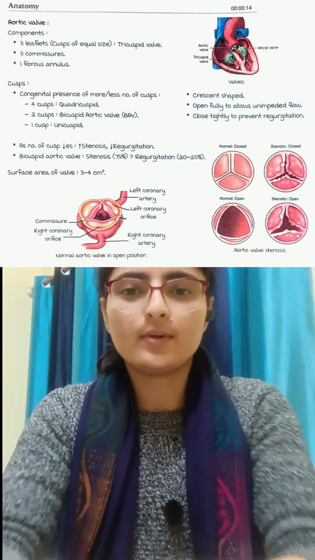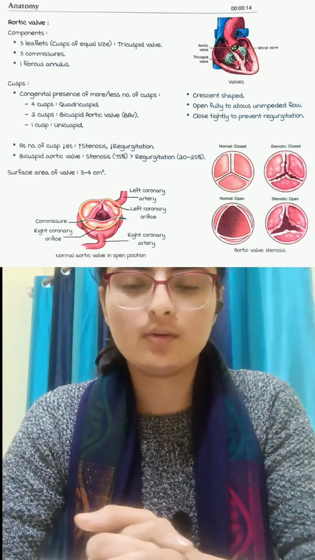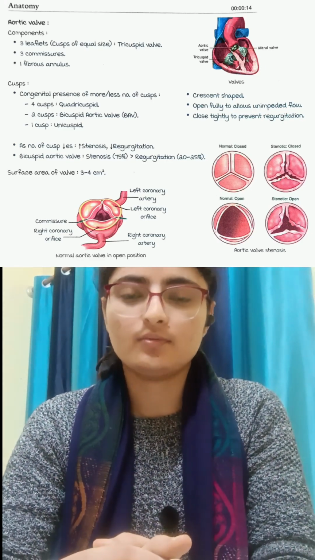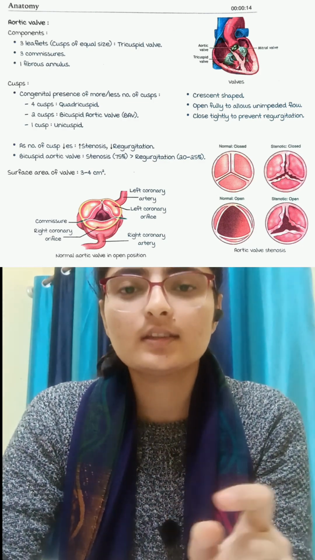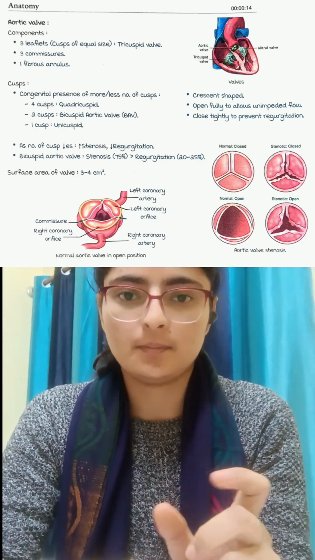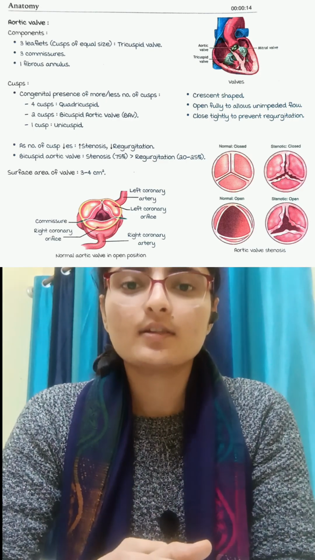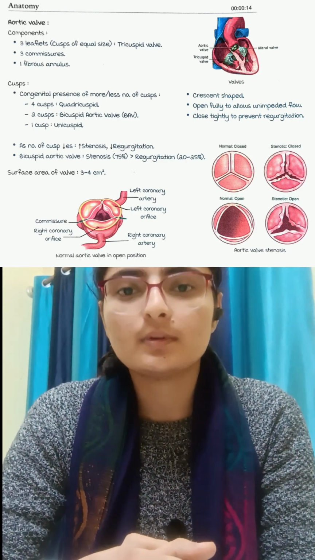Hello everyone, today we are going to revise aortic stenosis. The aortic valve has mainly three parts: the circular annulus, three leaflets, and three commissures between them. The aortic valve is mostly tricuspid. Sometimes it could be bicuspid or quadricuspid.